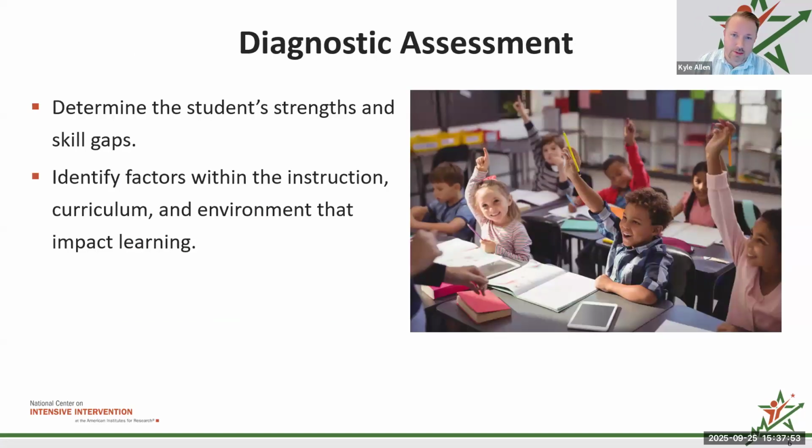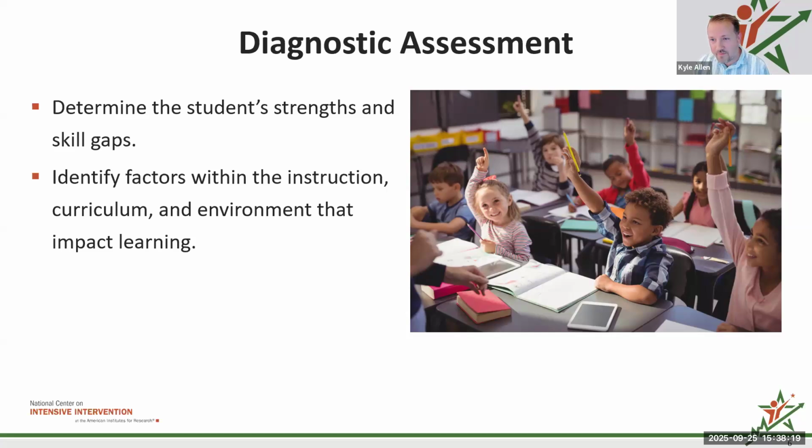And we didn't want to leave diagnostic out, although there's not a great diagnostic soup example. So the diagnostic assessment piece here is, as we said, really designed to just determine the student's strengths and skills gaps that exist. It also helps us to identify factors within the instruction, curriculum, and environment that can impact their learning. Okay. I like to think about diagnostic as kind of diving deeper.